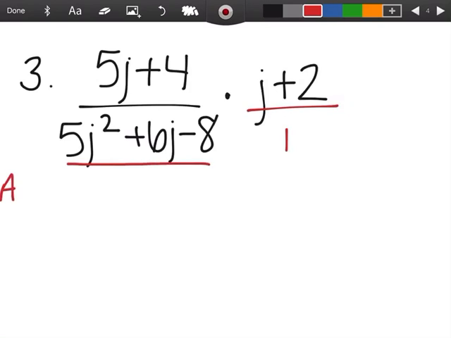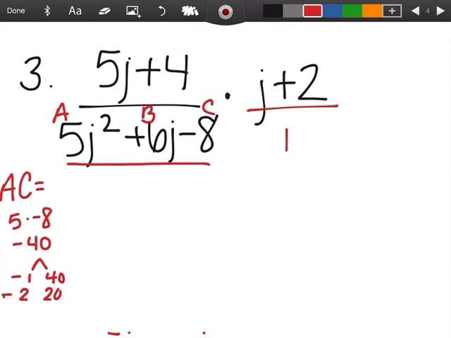So I'll run through the AC method. Again, the AC method means I'm going to label A, B, and C like I would for the quadratic formula. And I'm going to take A times C, 5 times negative 8, which is negative 40. And I'm going to look for two numbers that multiply to be negative 40 and add up to be 6. It could be 1 and 40, it could be 2 and 20, 3 doesn't go into it, it could be 4 and 10, and it could be 5 and 8. And so the two numbers that multiply to be negative 40 and add up to be 6 are negative 4 and positive 10. So that's how I'm going to split up this middle term.